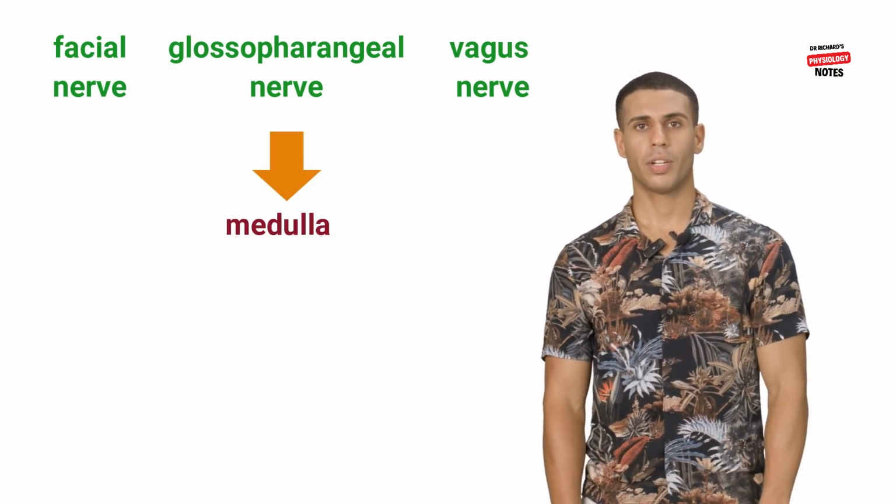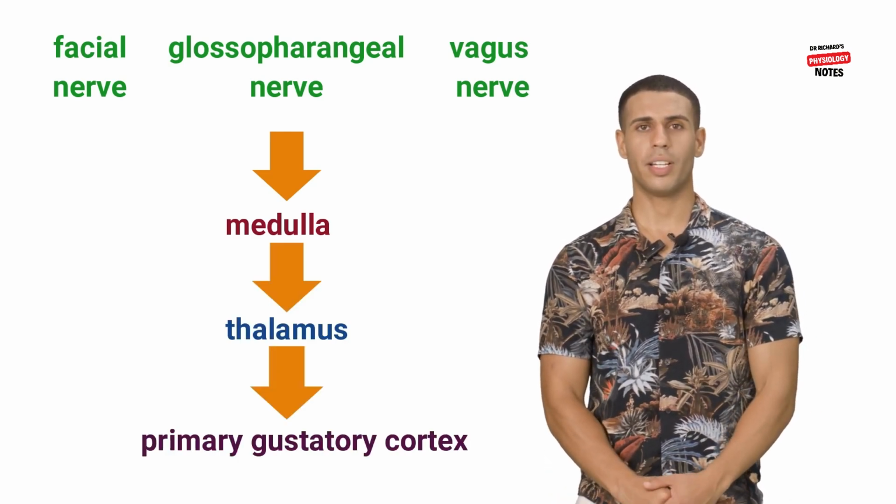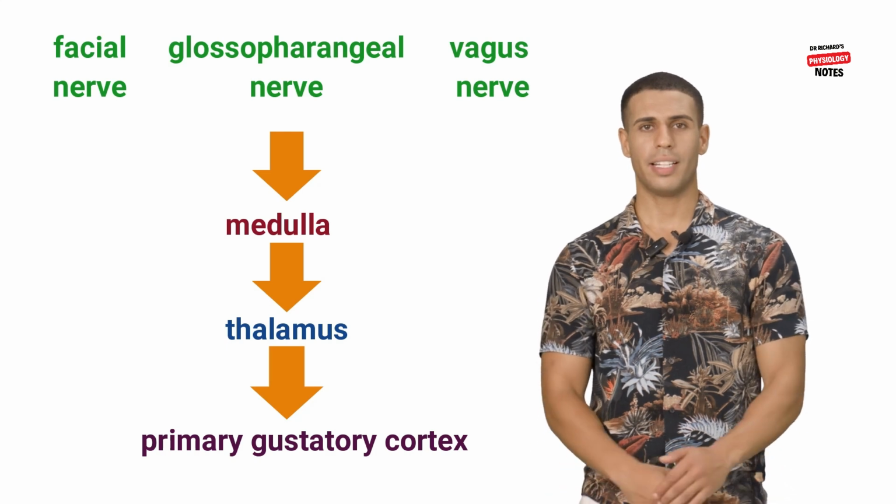From there, much of the information is carried to the thalamus, and then routed to the primary gustatory cortex, located near the inferior margin of the post-central gyrus. It is this primary gustatory cortex that is responsible for the sensations of taste.